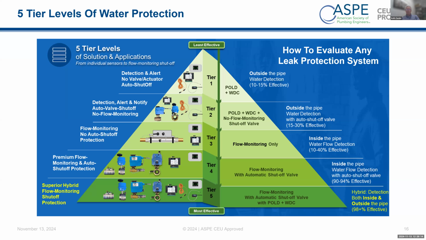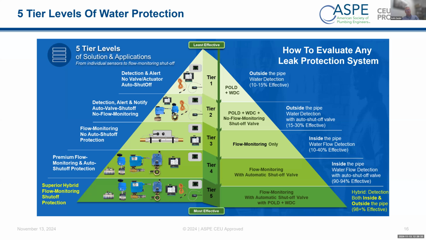And then you start getting to flow monitoring. Inside the pipe, flow monitoring, you characterize what your normal water flow is. You send notifications when it becomes abnormal. So we call that inside the pipe, tier 3, flow monitoring only without shutoff. So you may have people that say, I don't want you to shut my water off, or my piping diagrams.